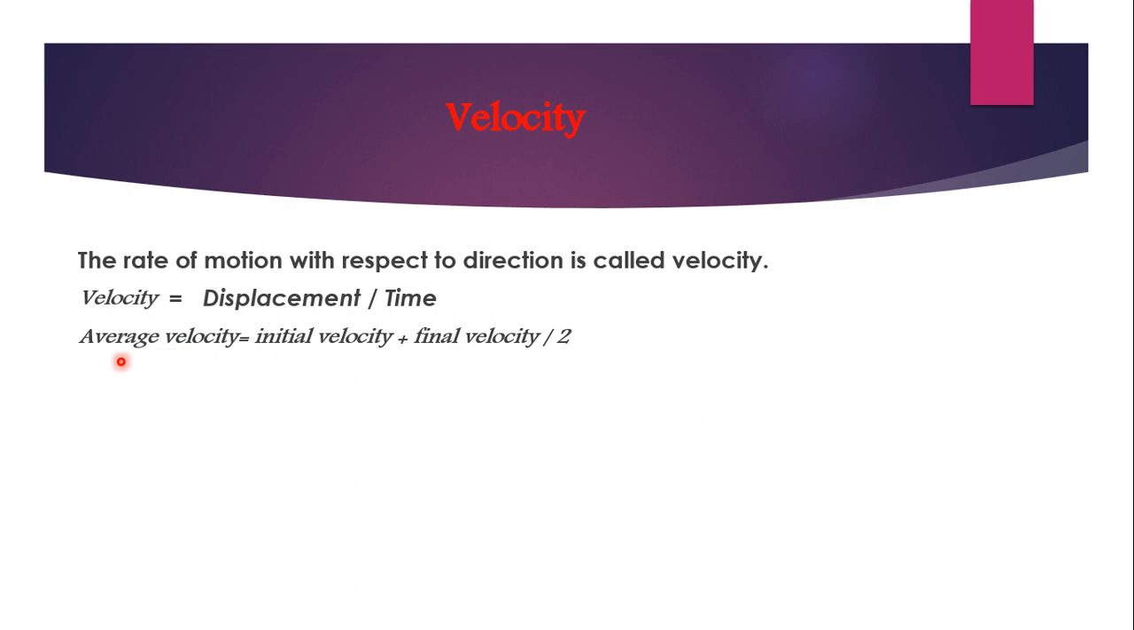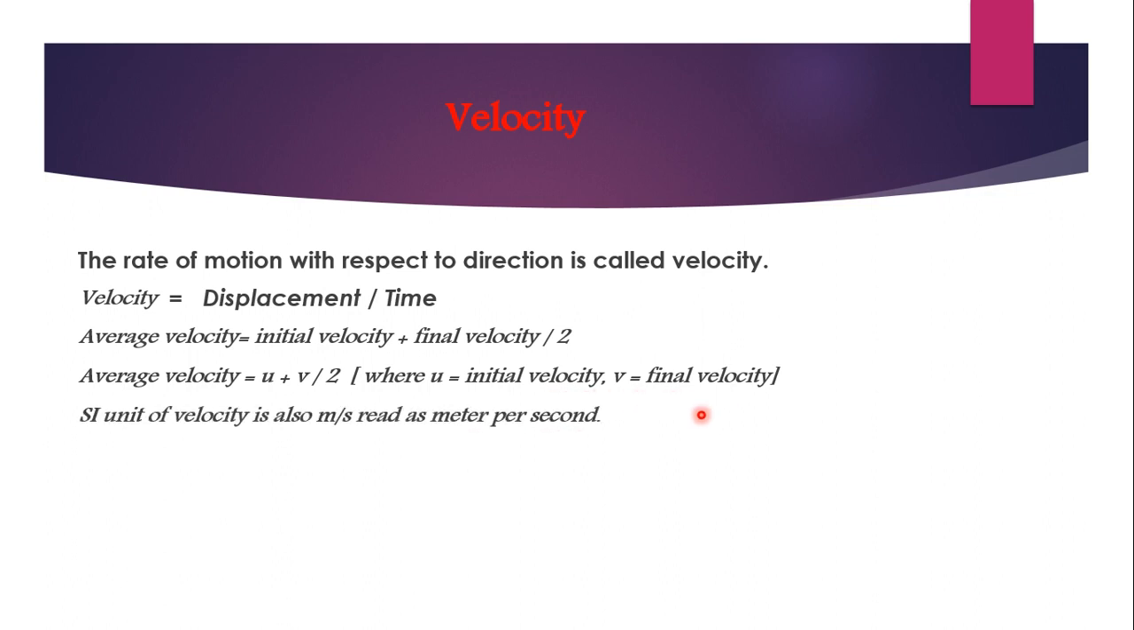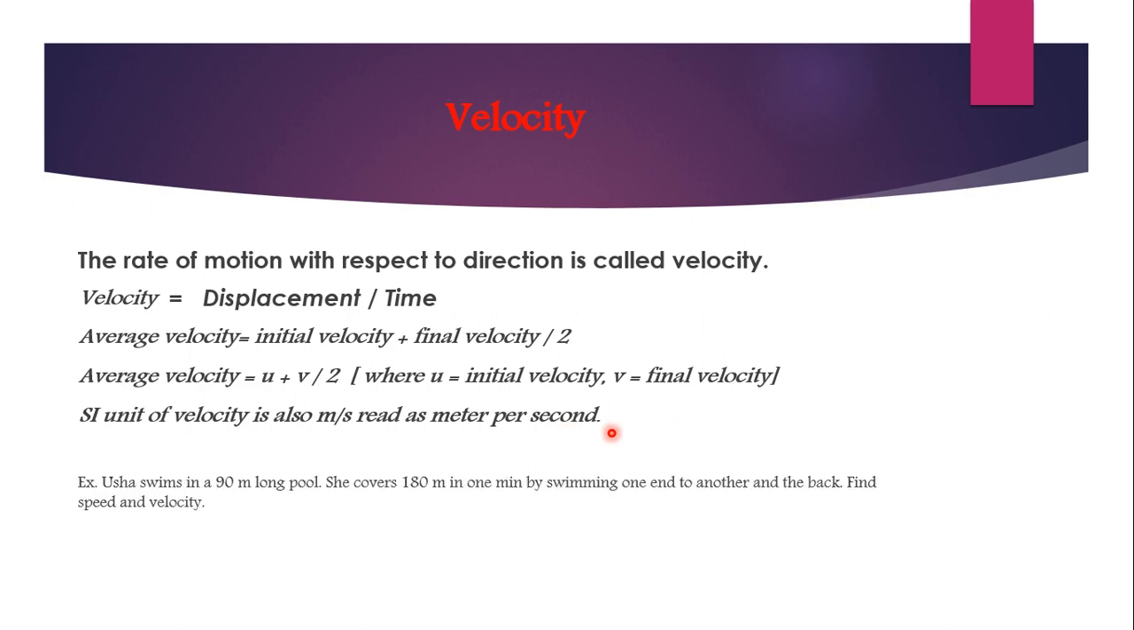When we have to calculate average velocity, average velocity is equal to initial velocity plus final velocity divided by 2. We can represent it in a more precise way using symbols: average velocity is equal to u plus v divided by 2, where u is initial velocity and v is final velocity. The SI unit of velocity is also meter per second. For velocity as well, we will try to solve one example.